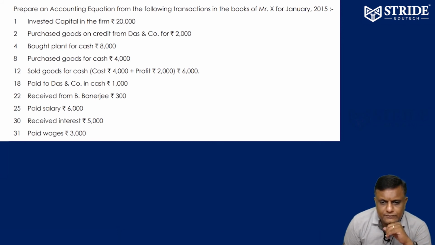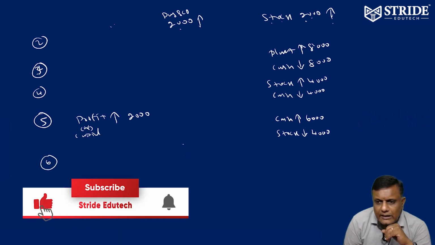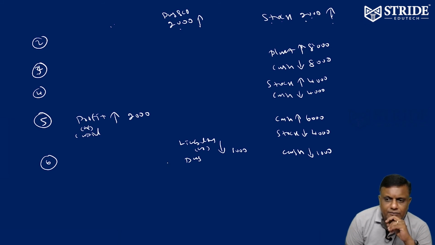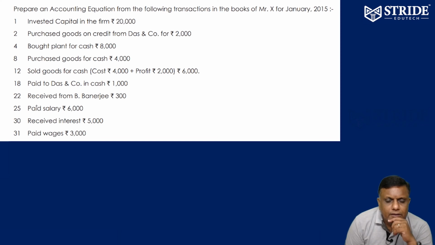Cash decreases by 1,000. So liability Das decreases by 1,000. Similarly, our cash decreased by 1,000. Liability decreased by 1,000, cash decreased by 1,000. Decrease means minus. Okay. Next entry.